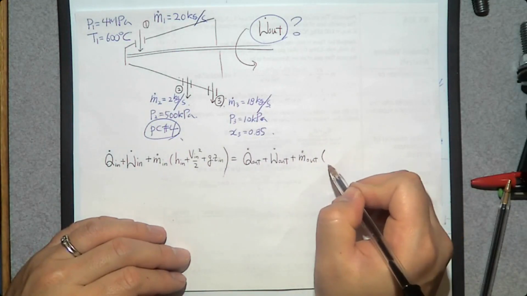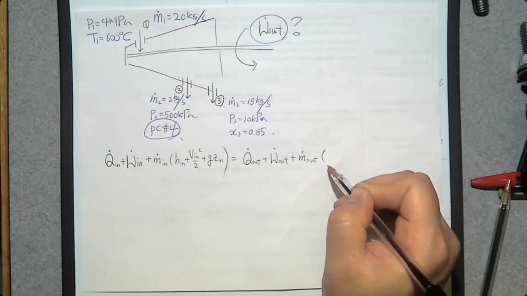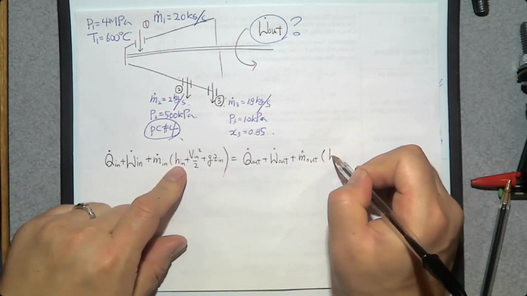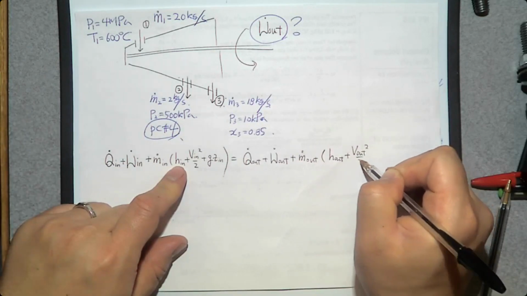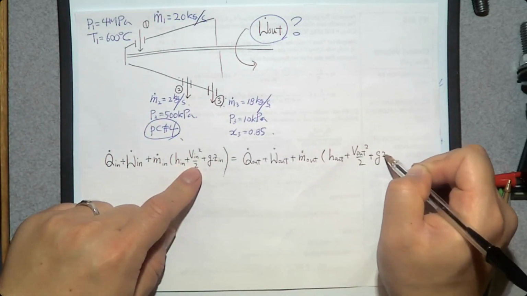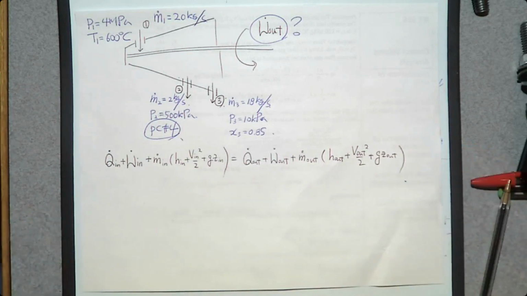And what kind of energy is going out of the system? There are 3 forms of energy: enthalpy, kinetic energy, and potential energy. Okay, so that's the general energy balance equation. Now what do we do? We evaluate one by one based on the physics that we know.